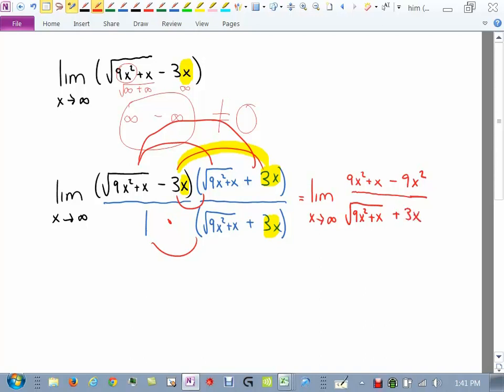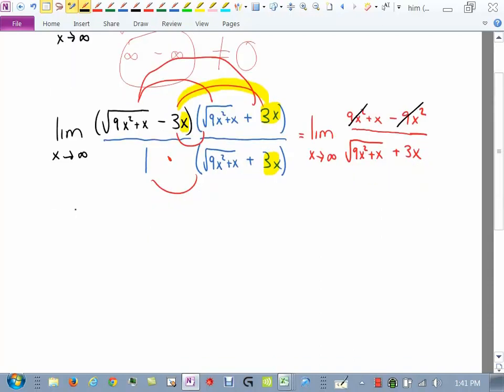And then notice what happens up here on top. The 9x squared minus 9x squared, they go away. So here's where I am now. I still have the limit because I have not let x go to infinity yet. Now I have something like this: x over square root of 9x squared plus x, plus 3x.